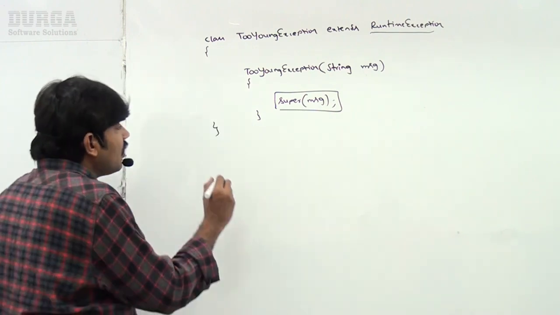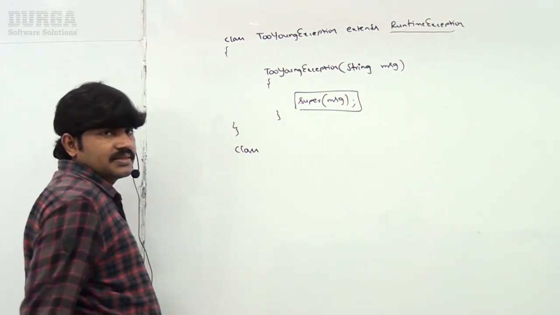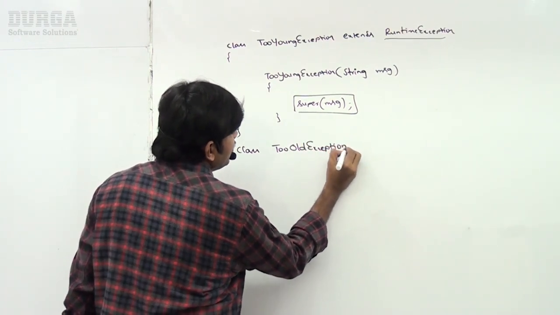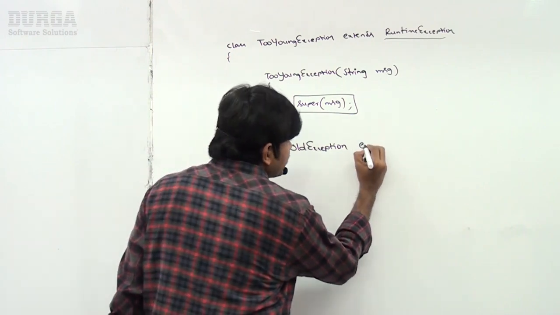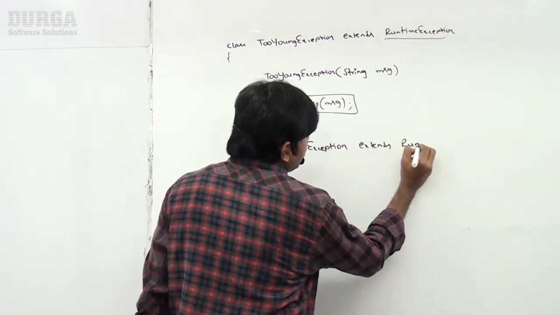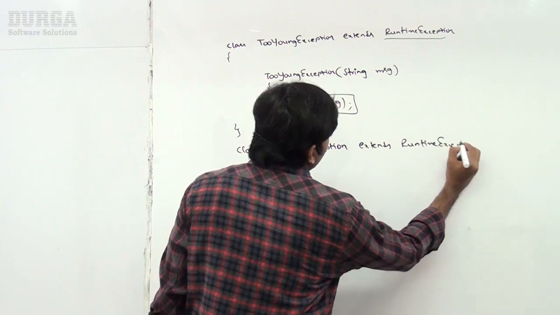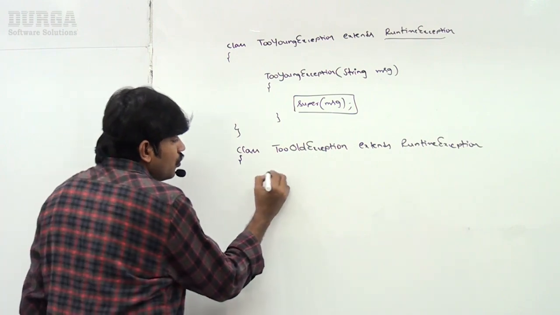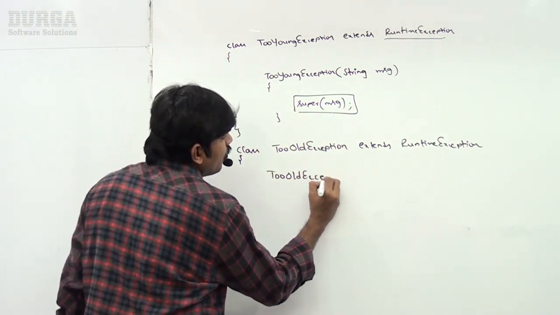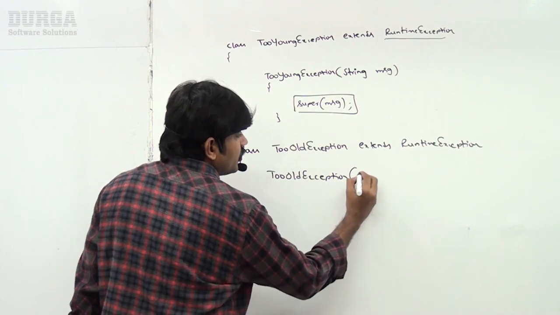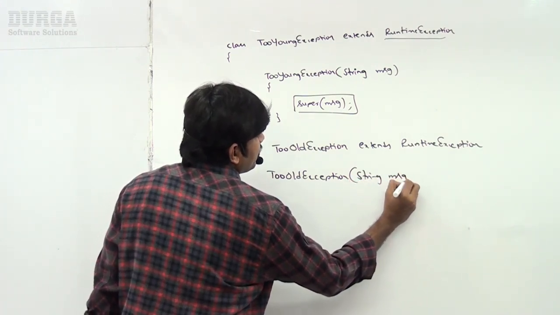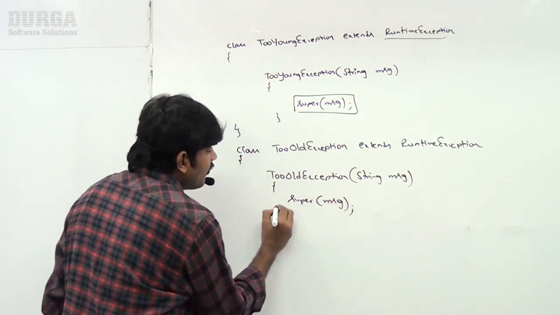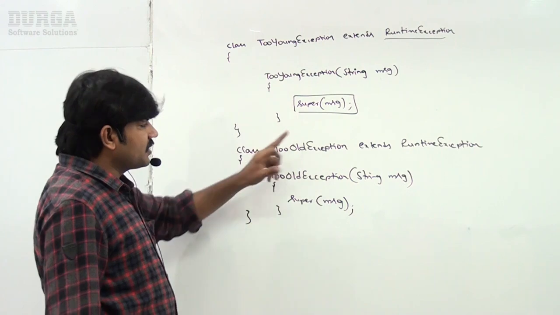Now let me take another exception, class TooOldException. Class TooOldException extends RuntimeException. Now TooOldException(String message), then super(message). That's all. Only the name of the exception got changed.